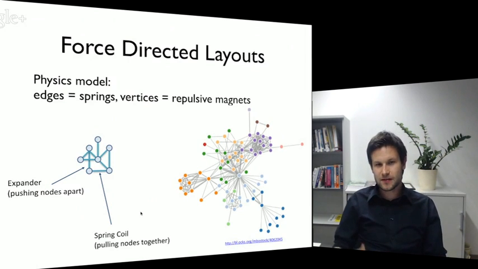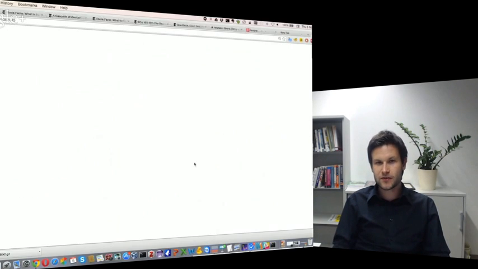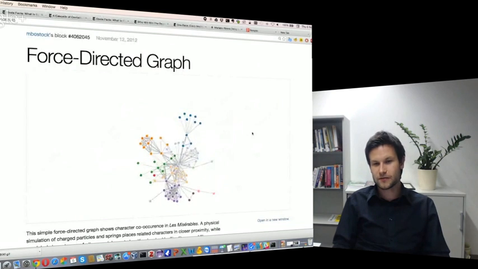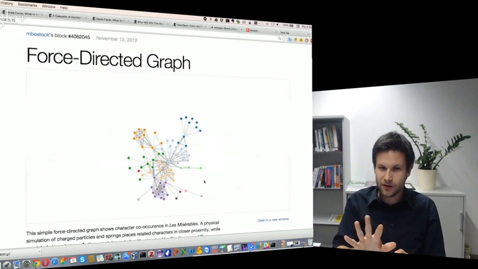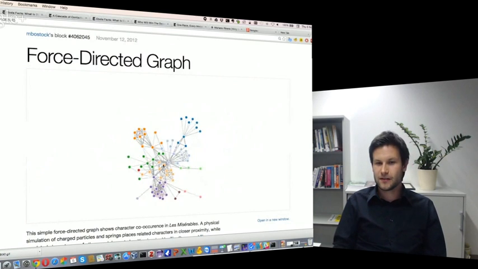And this is a simulation that runs in the background, and the goal is to minimize the overall sum of the forces. And you will see how this works when I open it in the browser. This is a force-directed layout, and you see it's slightly moving all the time. This is because the physics engine or the physics model is running in the background.